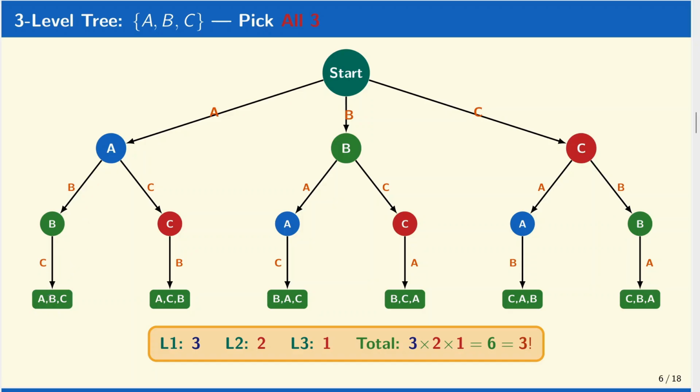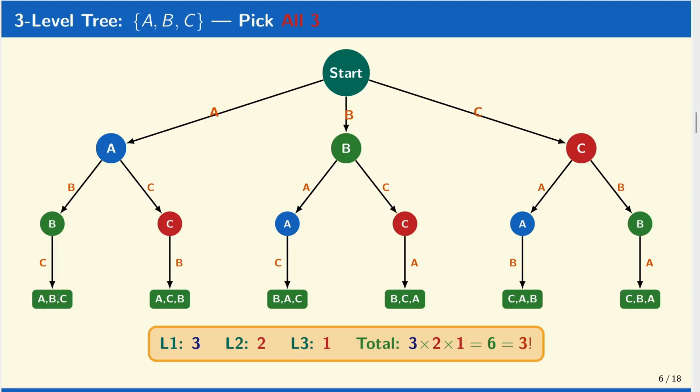This pattern holds true across the entire tree. By the time you reach the 3rd level, there's only one choice left for every single path, completing sequences like ACB, BAC, BCA, CAB, and CBA. Let's look at the math at the bottom of the screen. For level 1, we had 3 choices. For level 2, we had 2 choices. And for level 3, we had exactly 1 choice.